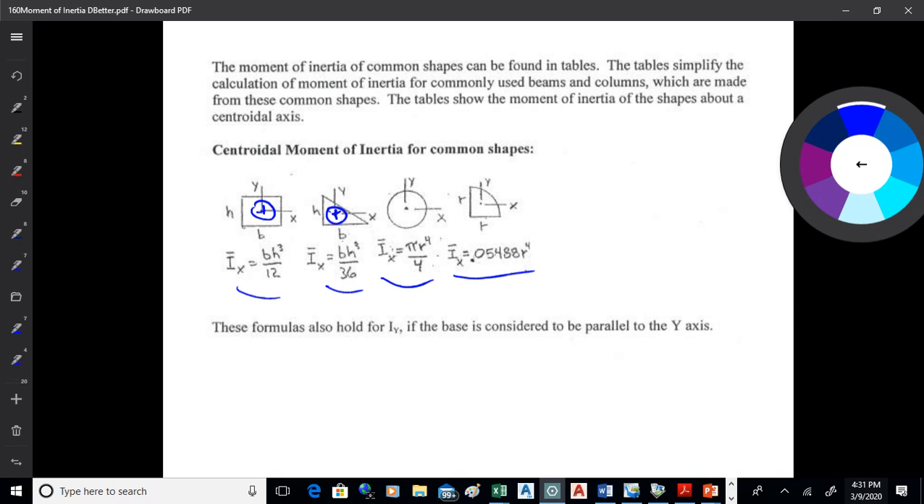So those will, if you just rearrange those a little bit, if you just change the definition of base and height, that'll work for I sub y also. All those equations will, yeah.